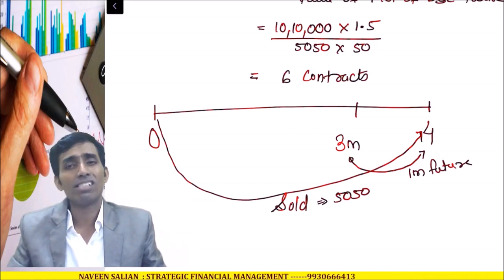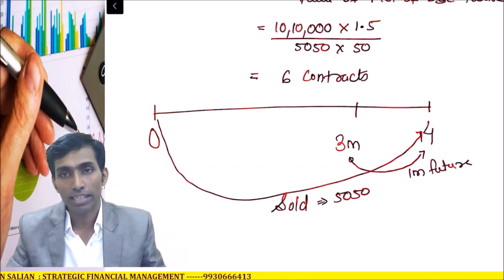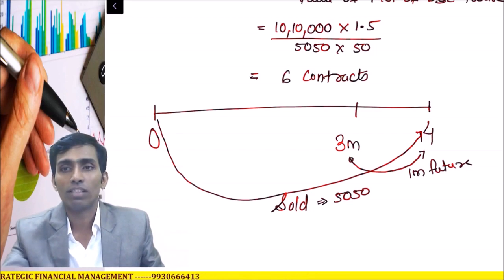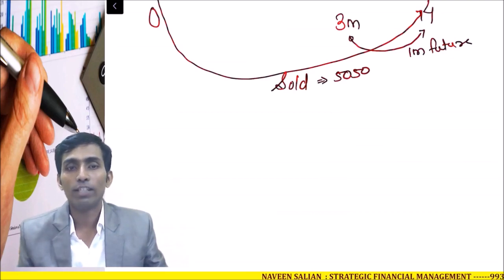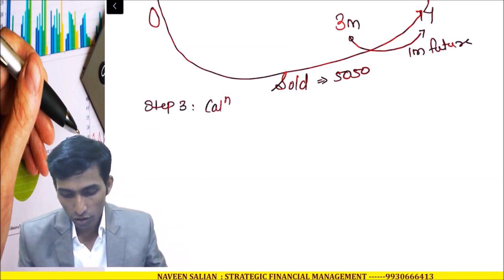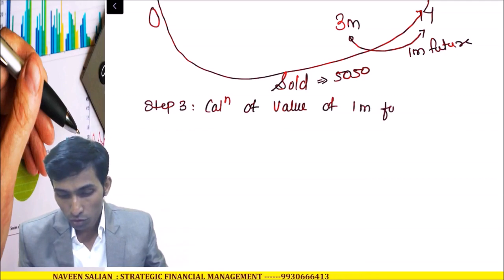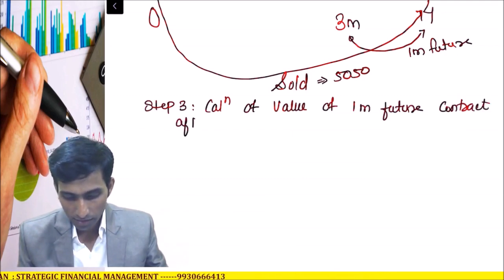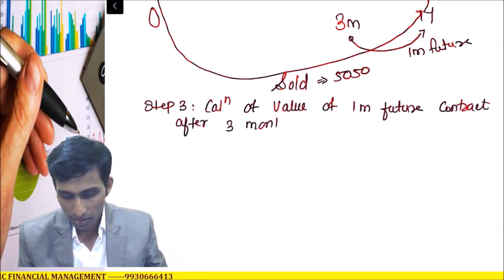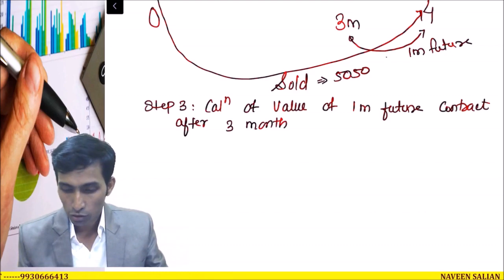Okay, so what I do is the same thing. I will again calculate in the same way a 1 month value at the end of 3 months from today. So listen, now we are moving to step 3. Step 3 is the calculation of the value of the 1 month future contract after 3 months. And obviously what you should do is this should be bought.